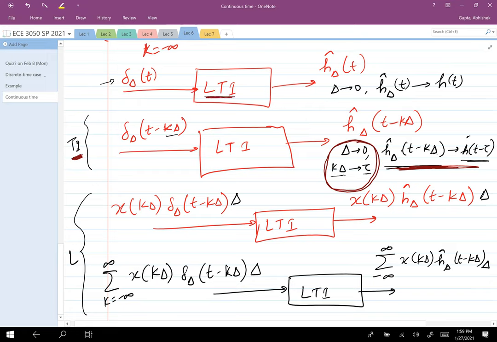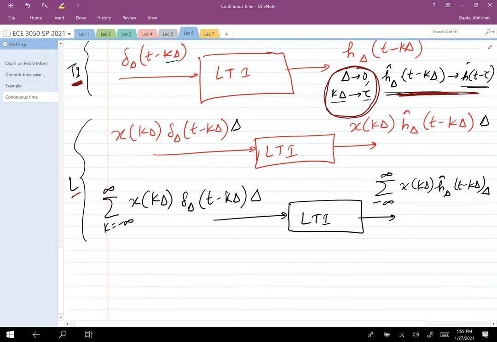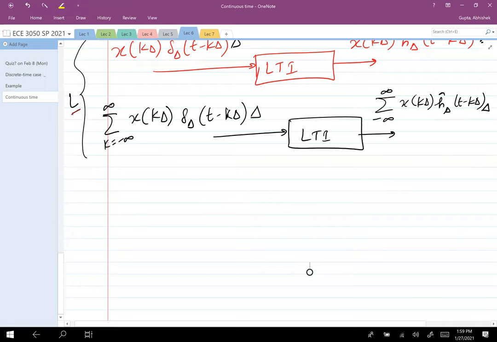So remember, this is an LTI system, right? So this is the time invariance part. This is the L part, the linear part of the system. Thanks for asking this question. So together, we are using all the properties of an LTI system in order to get to this final expression. And now we are going to do the usual stuff.